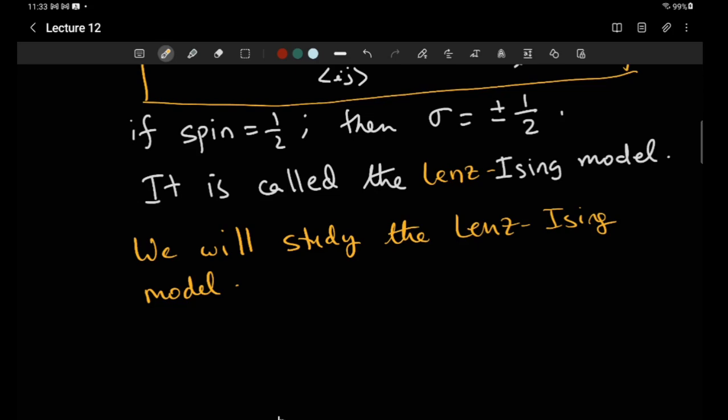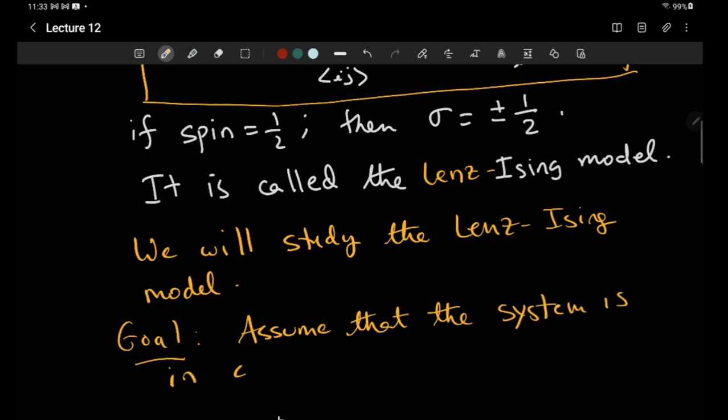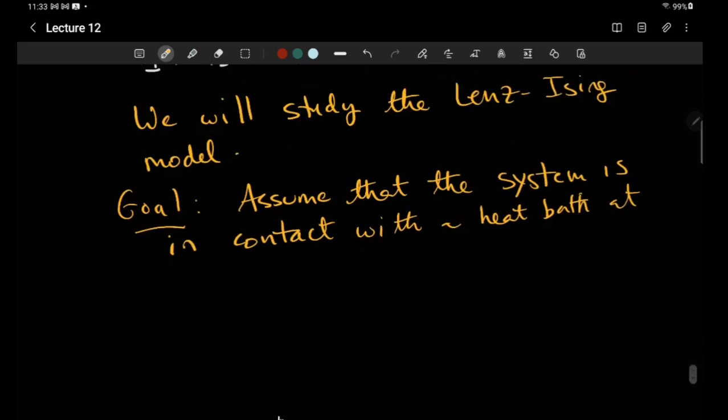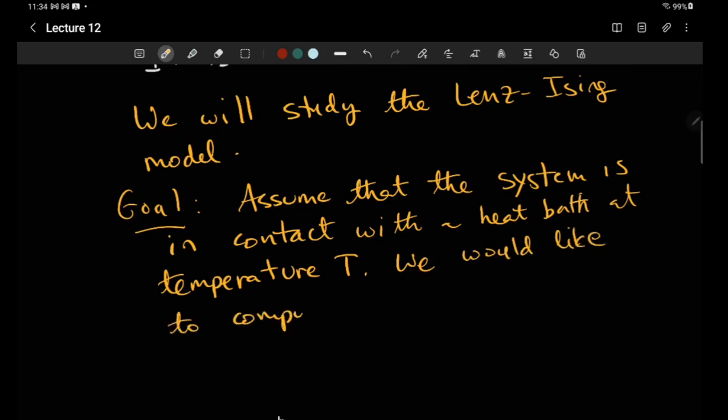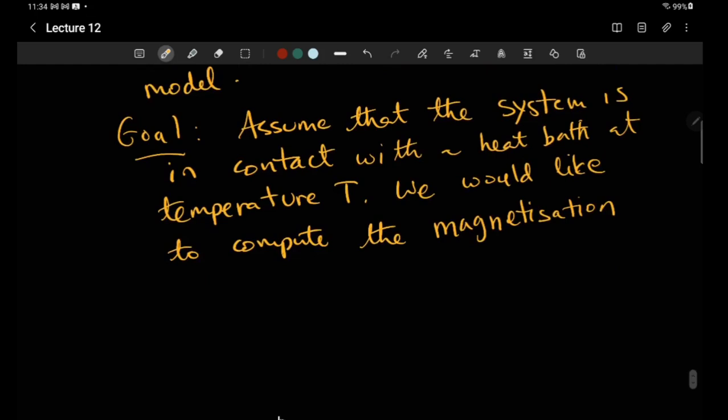Okay, I'll pause here. Our goal is to compute the magnetization. So what is our goal? Assume that the system is in contact with the heat bath at temperature T. What we would like to compute is the magnetization as a function of temperature and B. This is our goal.